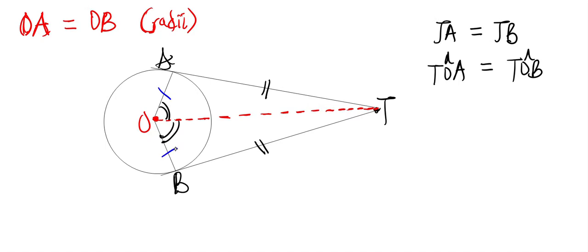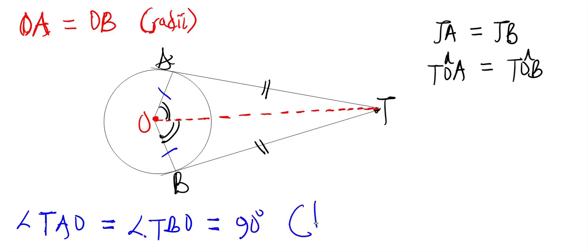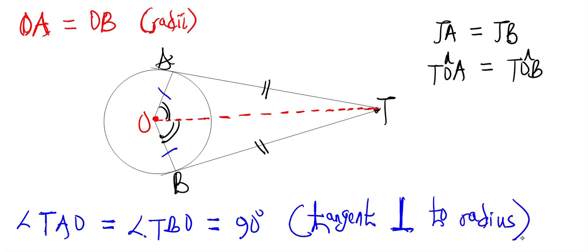Now, angle TAO also is equal to angle TBO. Angle between a tangent and radius is 90. So tangent to a circle and radius makes angle 90 degrees with each other. So we say tangent is perpendicular to radius. Okay, so a tangent to a circle usually makes angle 90 degrees with the radius.